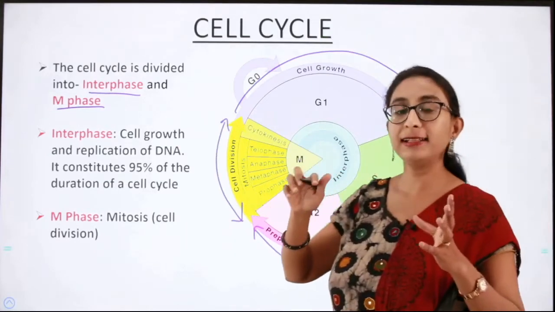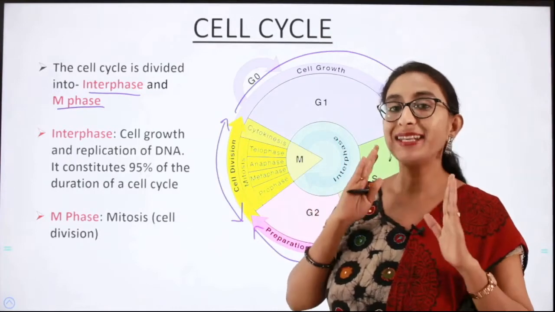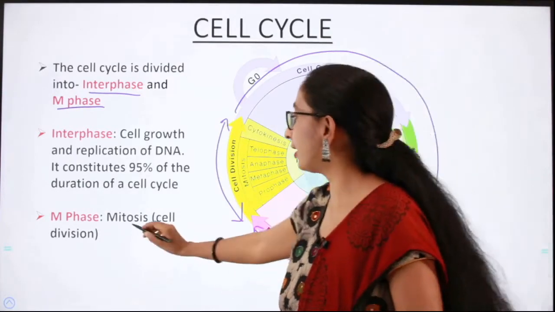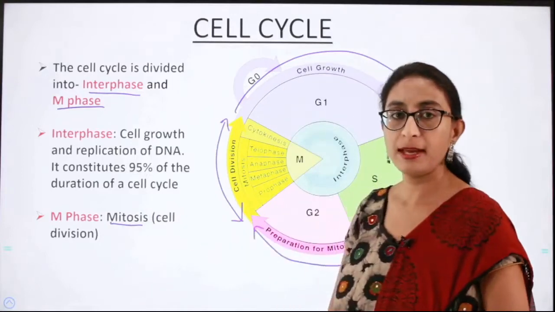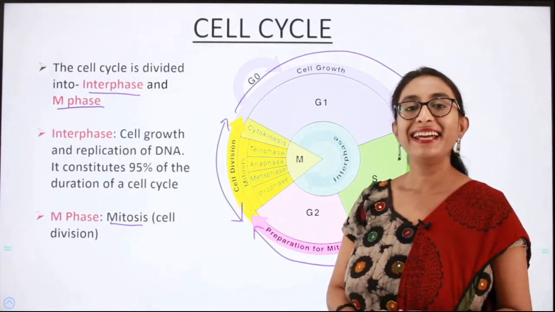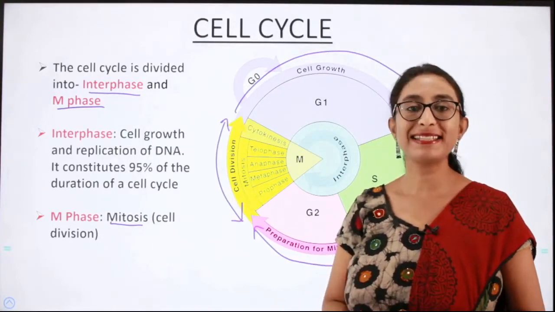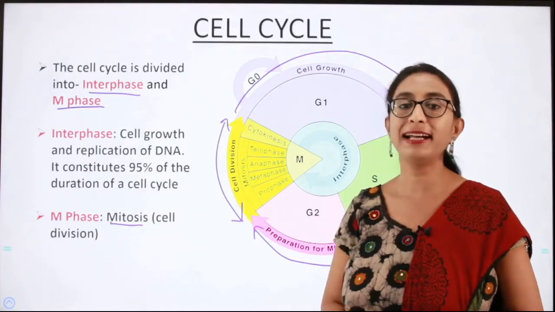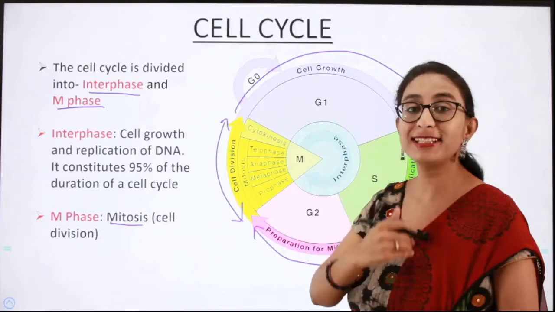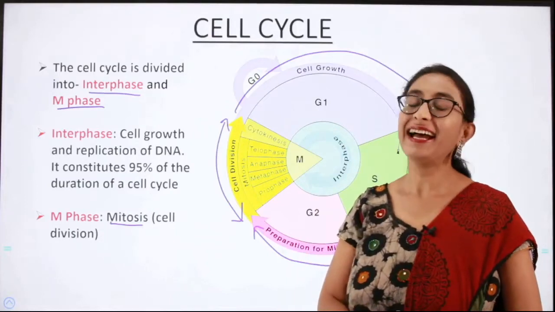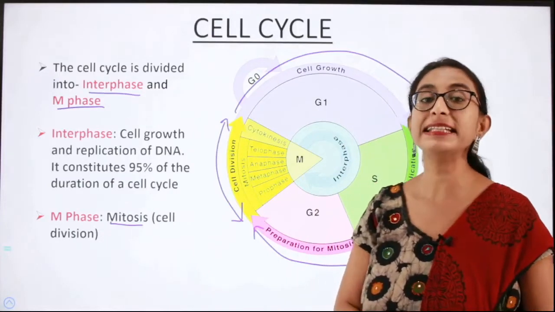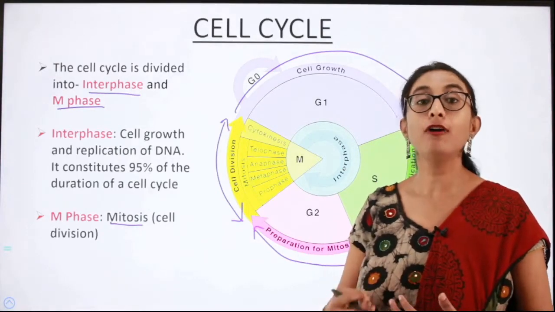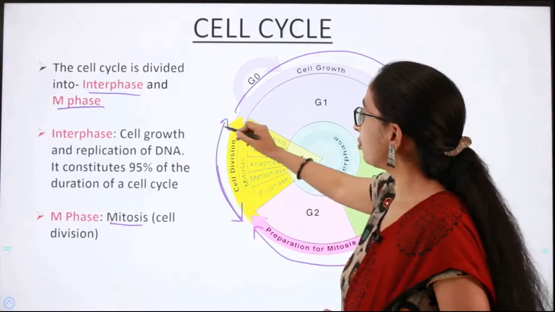So the cell cycle can be divided into two phases. One is the interphase and the second one is the M phase, or it is also called the mitosis phase. So what is the interphase? Initially, during your lower classes in primary or middle school, you must have been taught that interphase is the resting stage of the cell, isn't it? Actually, that is not true. Interphase is the phase where the cell is actively preparing itself for the actual cell division, which happens during the M phase.